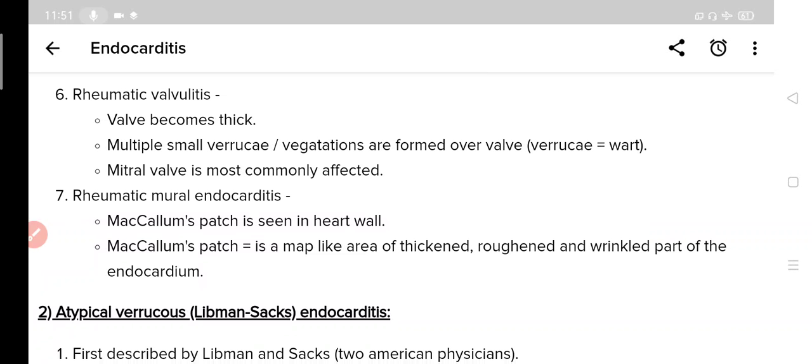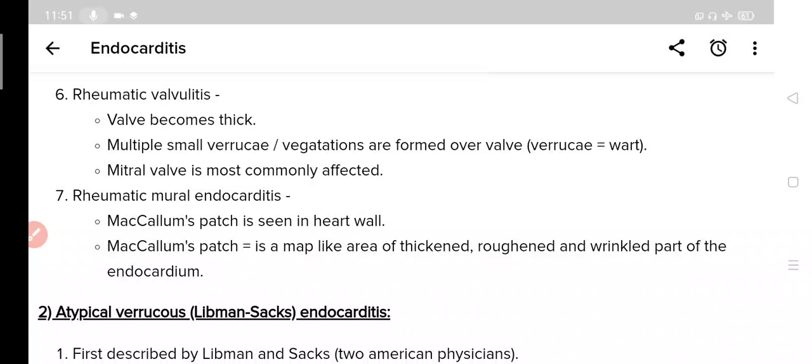Next is rheumatic mural endocarditis. The characteristic feature is that MacCallum's patch is seen in the heart wall. What is MacCallum's patch? It is a map-like area of thickened, roughened and wrinkled part of the endocardium.